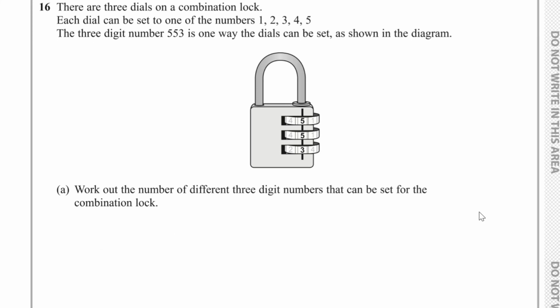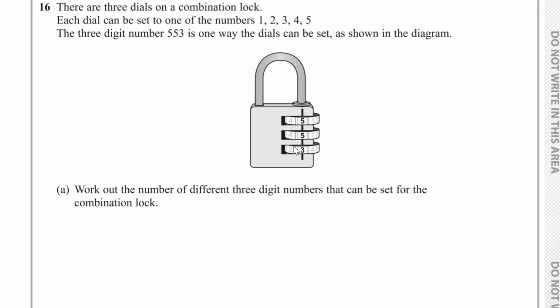Question 16. There are 3 dials on a combination lock. Each dial can be set to one of the numbers 1, 2, 3, 4 or 5. The 3-digit number 553 is one way the dials can be set, as shown in the diagram. We have to work out the number of different 3-digit numbers that can be set for the combination lock.